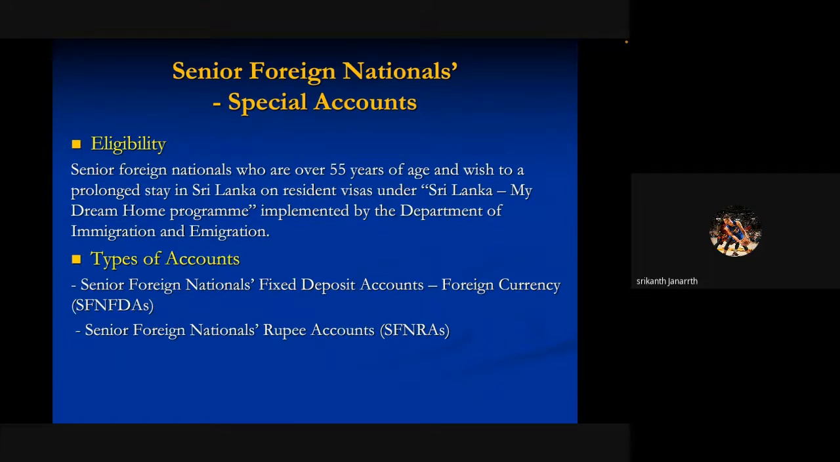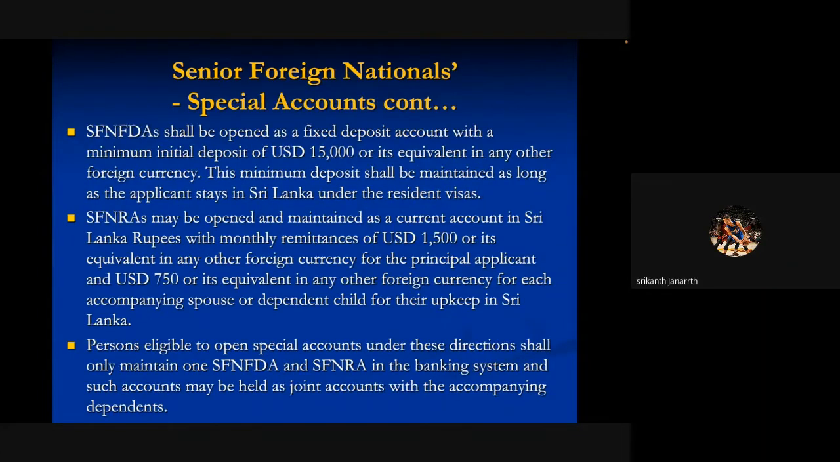So there are two types of accounts to open. One is the senior foreign national fixed deposit account, where you have to keep the $15,000. Then the senior foreign national rupee account, where you bring money to cover your day-to-day expenses. So simple, there are two accounts to be opened. The senior foreign national foreign deposit account should have $15,000 equivalent as a fixed deposit. That should remain there, and as long as that money remains, he can stay in Sri Lanka under a resident visa.